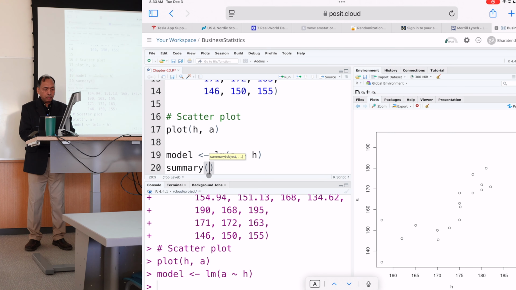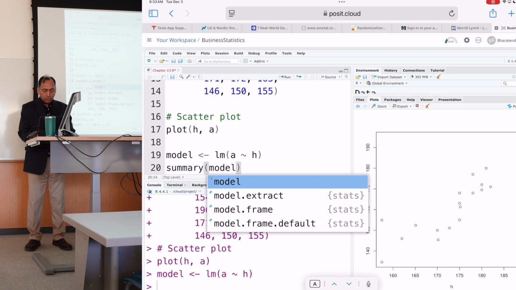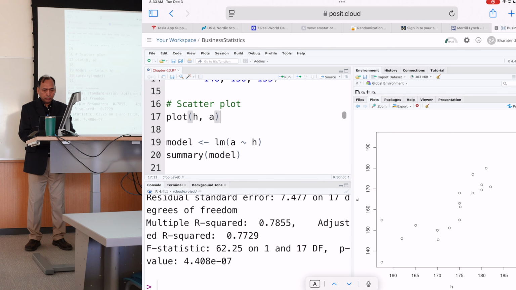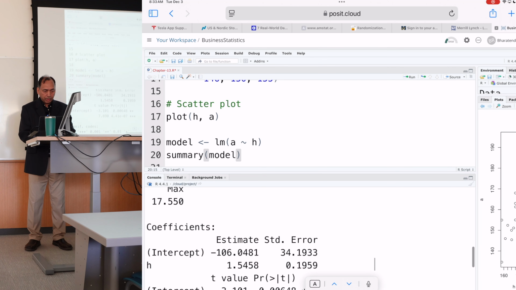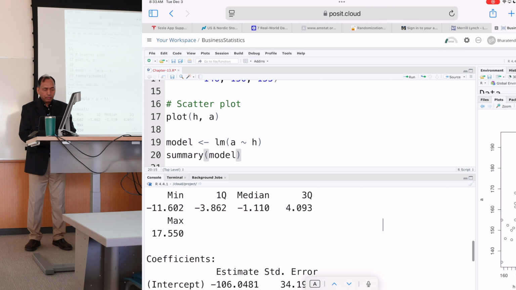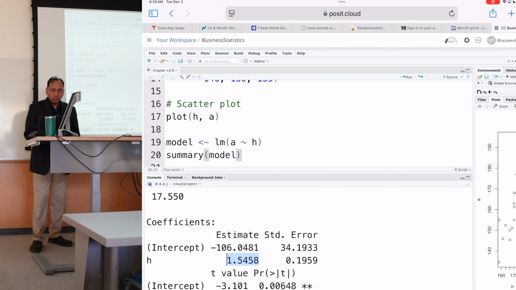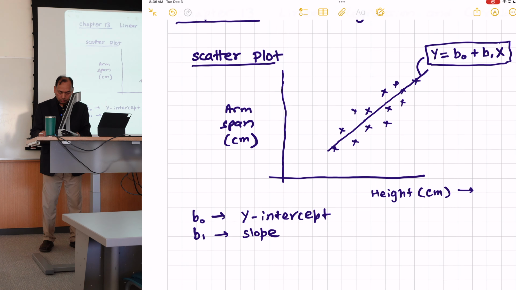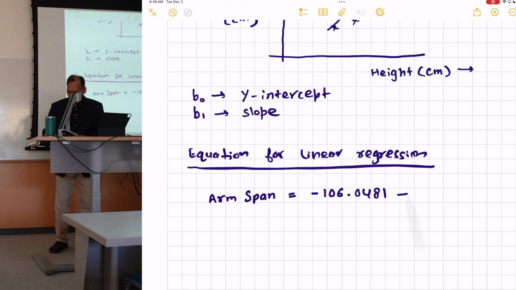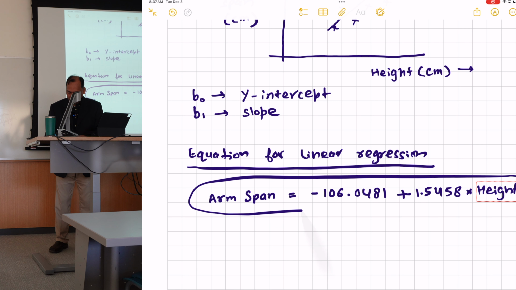all the results are actually stored in model. So I'm going to do a summary to get things out. So this is what we get if I run summary. It may give a lot of information, but the key thing is the intercept is this and the slope is this. So using these two, you should be able to write your equation. And then plus the slope 1.5 something times height. So that becomes our straight line equation.